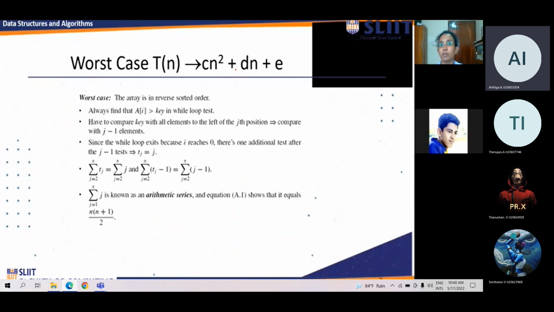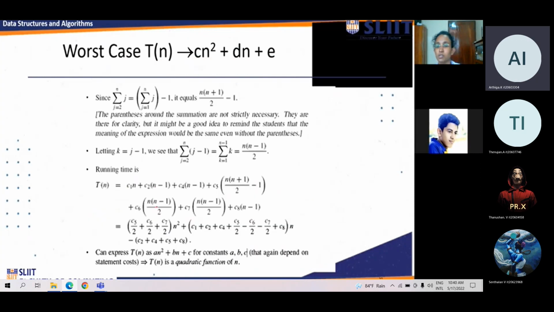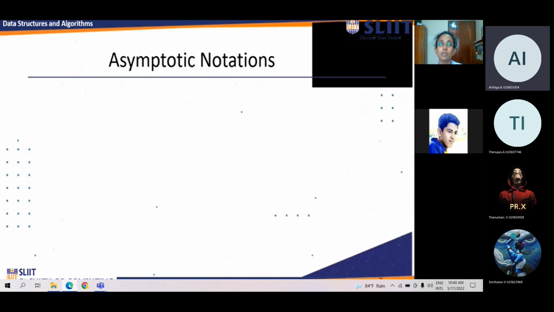Okay, so these are the mathematical notations, how to get this kind of form. You can see that so many mathematical computations are there like this. So that is the exact analysis. Any questions on the exact analysis? Okay, then we'll move to the asymptotic notation.